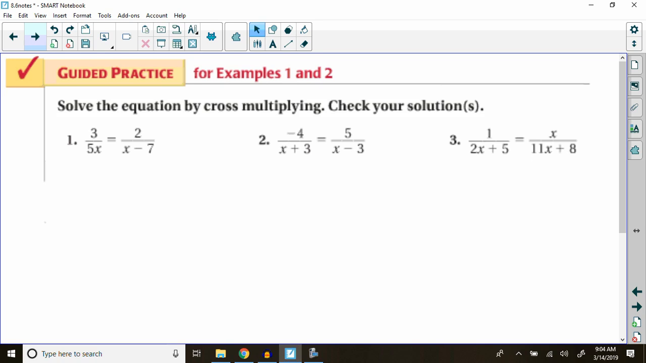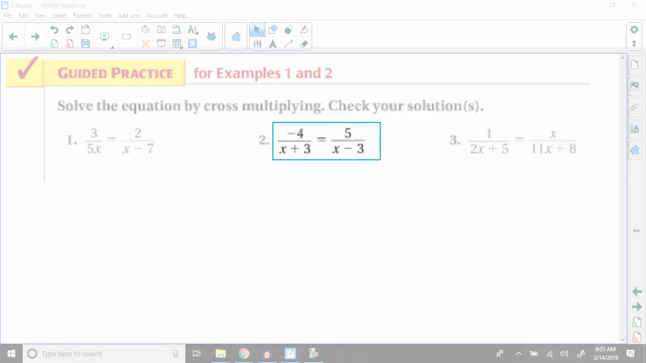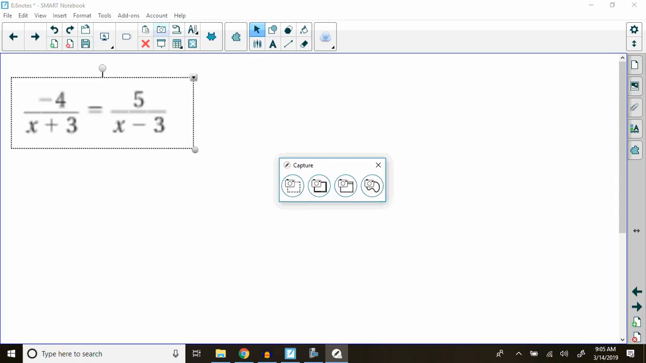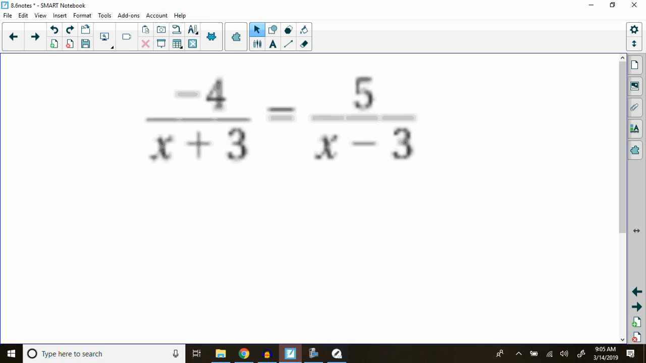Okay, I want to look at number 2. Cut it out, put it on a brand new page. So if we look at this one, are our denominators identical? No, they're not. So we can't do that trick. Could we just multiply the +3 by -3 or make the -3 positive? Can we just do that? No, not allowed to. So moving forward on this, cross-multiplying probably is going to be your best option.